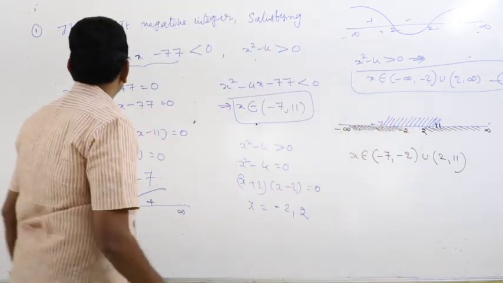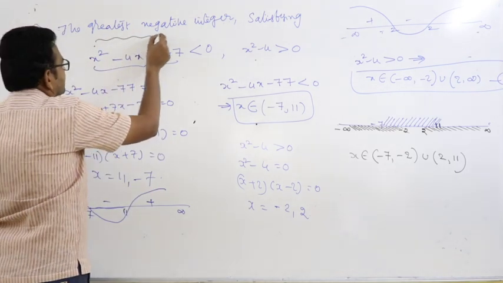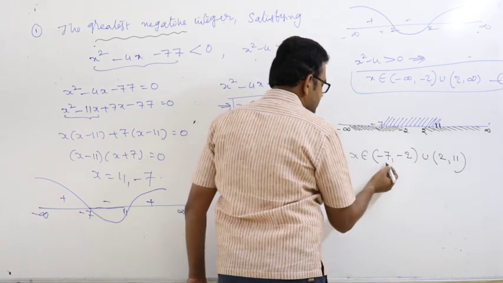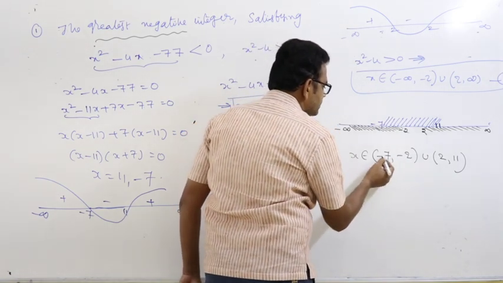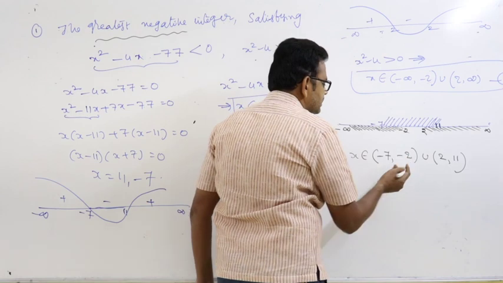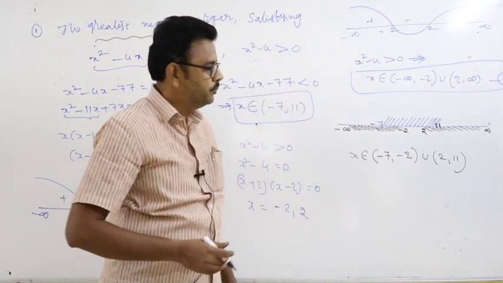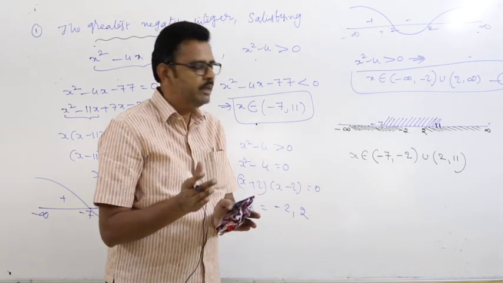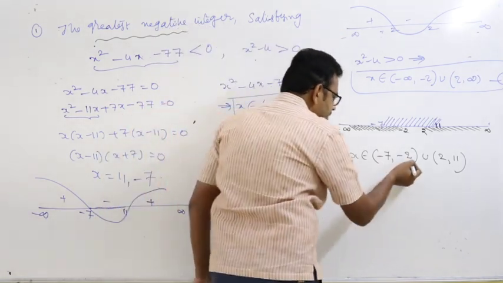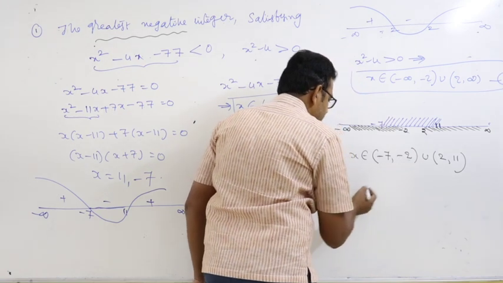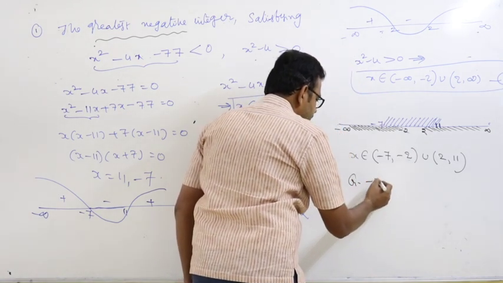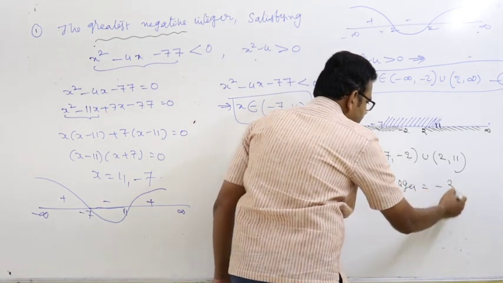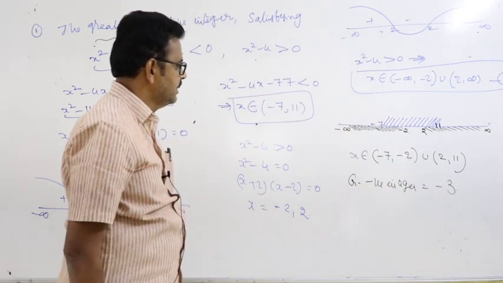Now the question is the greatest negative integer. So what is the greatest negative integer? This is not minus 7, not minus 2. This is called an open interval. Open interval minus 7 comma minus 2. That means excluding minus 7 and minus 2. So the greatest negative integer is minus 3.